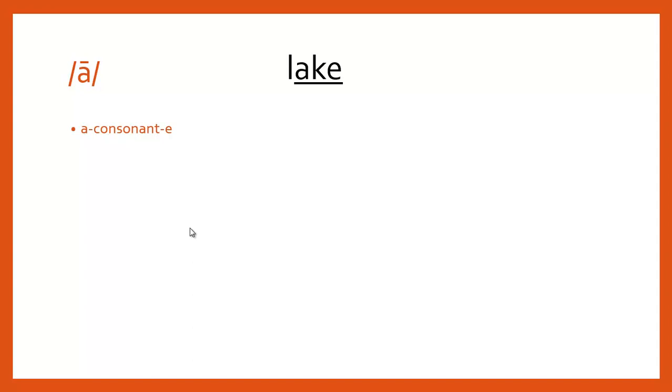Here we have the A, we have the consonant K, and we have the E on the end. So in this pattern we have the long vowel sound. Just as a way of remembering, notice the E on the end makes the other vowel say its own name. So A makes the long vowel A sound.